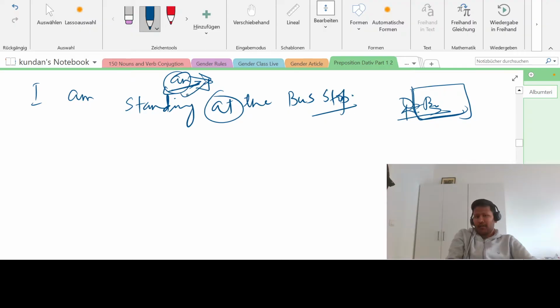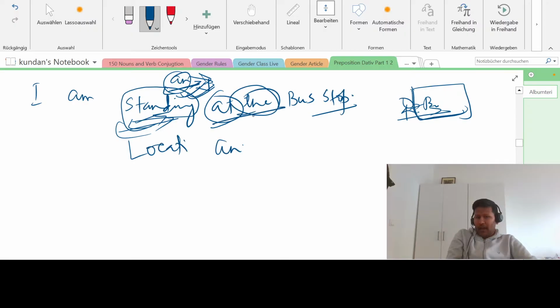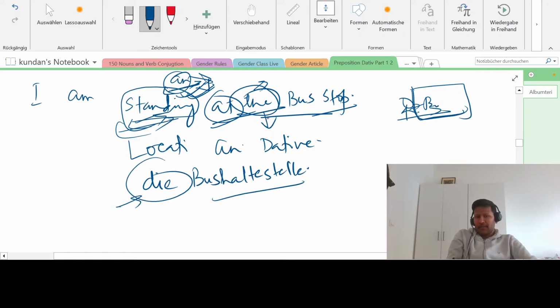Now how to make the sentence? He's not moving somewhere, he's just standing, so he's telling his location. He's not moving. So should it be accusative or dative? It should be dative. So the bus stop is called die Bushaltestelle. This is the die in nominative. The article will change here because of what? This is a location, so the die will become der.